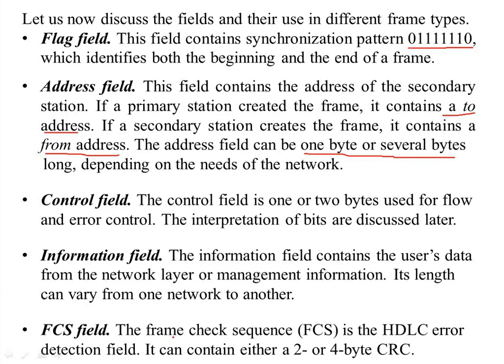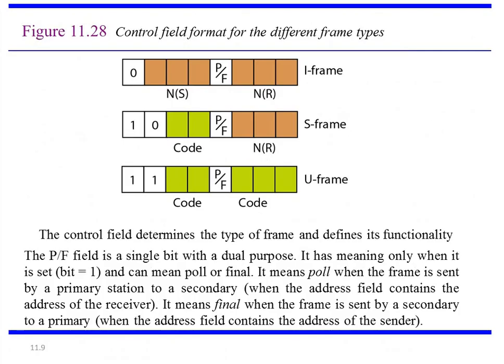And the FCS, the frame check sequence, is used as the SDLC error detection field. It consists of 2 to 4 bytes of CRC. We have already considered the CRC, how the CRC is generated and how it is used for error detection. Now there are different types of control fields that we are going to discuss. Initially we'll discuss the I frame.